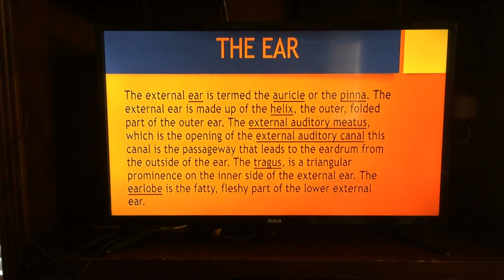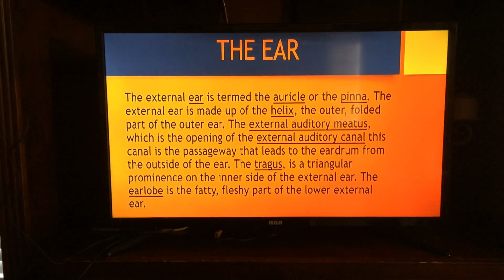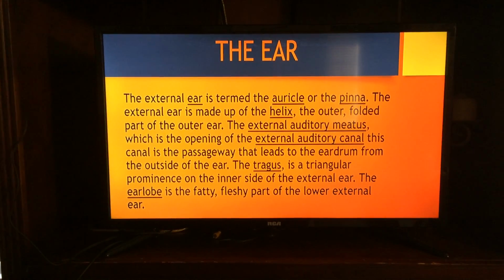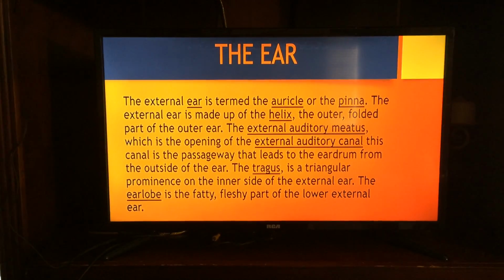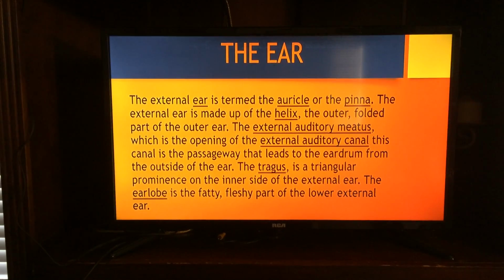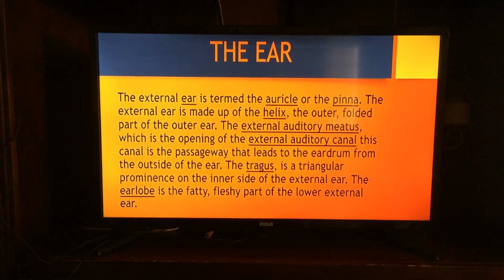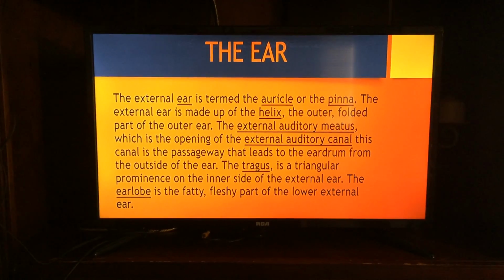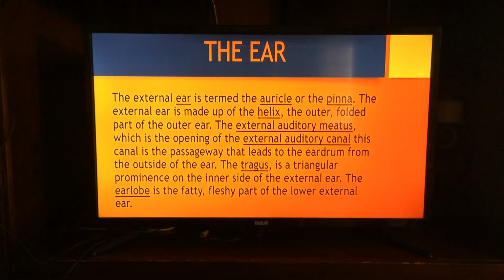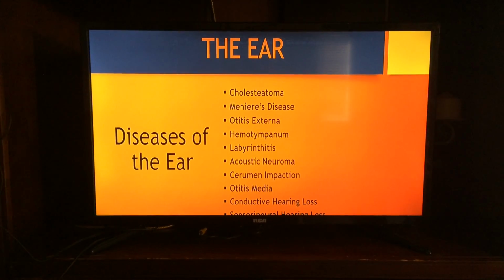The external ear is termed the auricle or the pinna. The external ear is made up of the helix, the outer folded part of the outer ear, the external auditory meatus, which is the opening of the external auditory canal, and this canal is the passageway that leads to the eardrum from the outside of the ear. The tragus is a triangular prominence of the inner side of the external ear, and the earlobe is the fatty, fleshy part of the lower external ear.